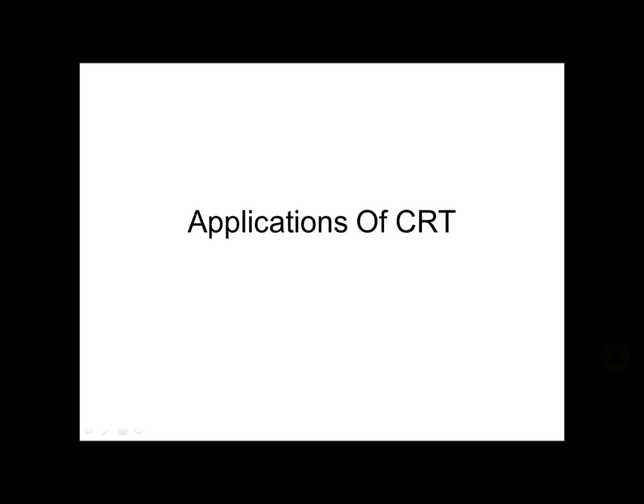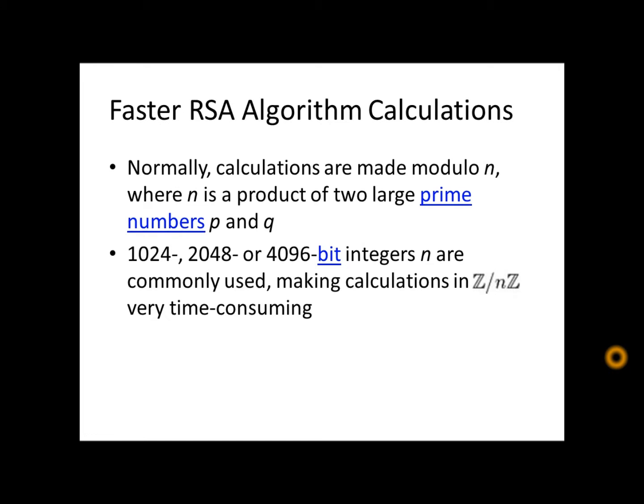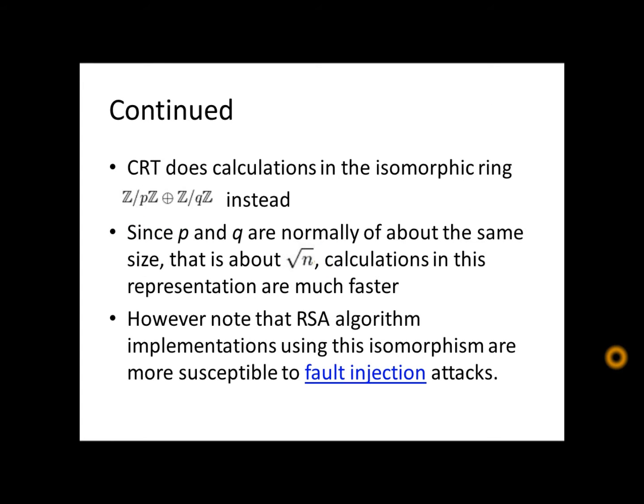These are some of the applications of the Chinese remainder theorem. Normal RSA algorithm calculations are done in the form of mod n, where n is the product of two large prime numbers p and q. n equals p times q, where p and q are large prime numbers. Calculations done in this manner are usually very huge, and n usually goes up to a 4096-bit integer. So finding what number divides n in the form of z over nz can be very time consuming and tedious. However, there's a faster heuristic to solve this problem.